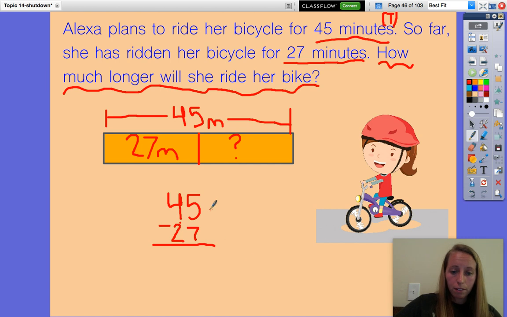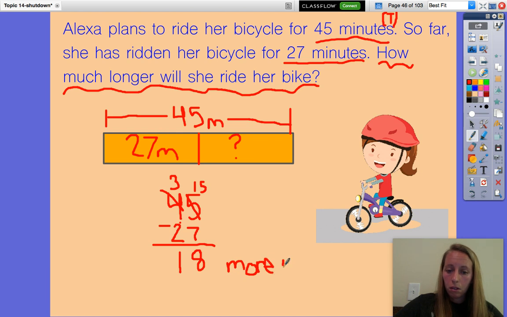5 minus 7, we can't do. There's more on the floor. We got to go next door. So we borrow from Mr. 4. He becomes a 3. The 5 becomes a 15. 15 minus 7 is 8. 3 minus 2, we can do. That's 1. So 18 is our answer, and we'll label it 18 more minutes riding her bike.